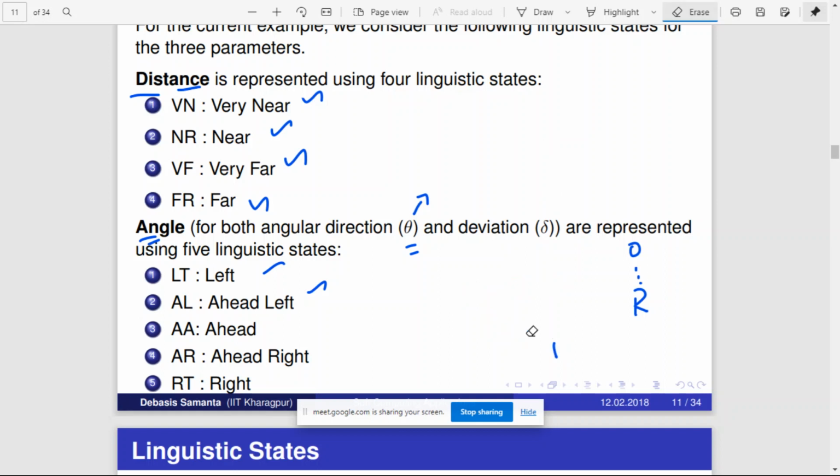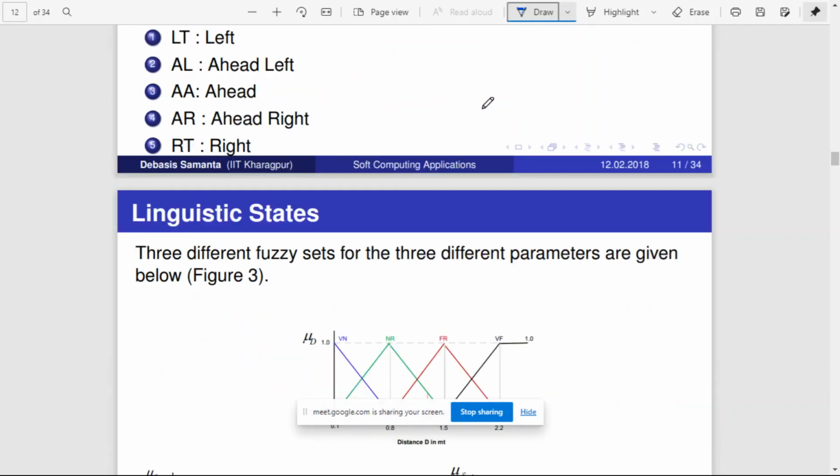So there are two types of angle. One is theta, the other one is delta. Theta is the input, which represents the angle between the object and the robot, and delta is the deviation, which is the output. That is how much the robot should be deviated to avoid collision.